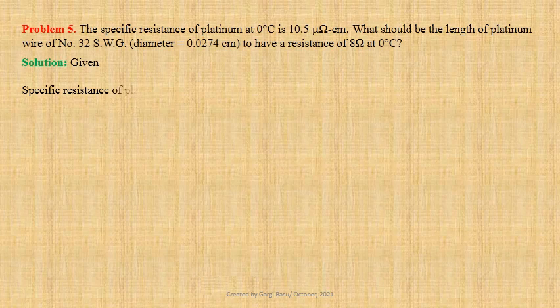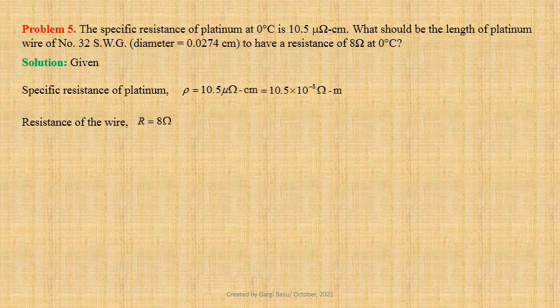Specific resistance of platinum rho equals 10.5 microohm centimeter, that is equal to 10.5 into 10 to the power minus 8 ohm meter. Resistance of the wire R equals 8 ohm. Diameter of wire cross section D equals 0.0274 centimeter. Let us first determine cross-sectional area.